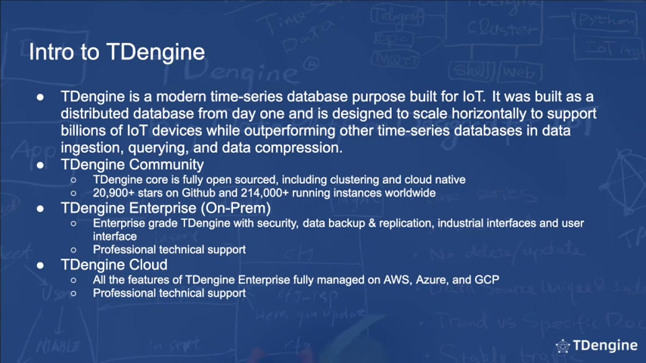And we're very popular. We've got over 20,000 stars on GitHub. And today we have over 214,000 running instances all across the world, in over 50 countries. So that's our open source community version.